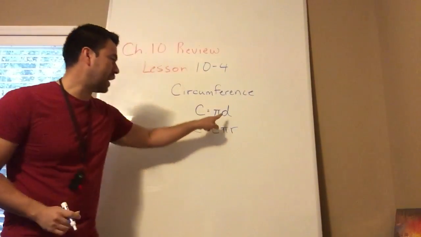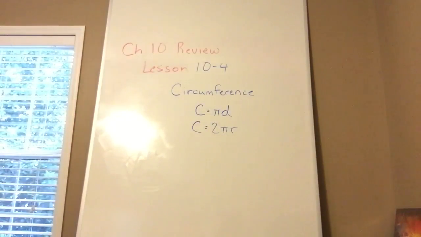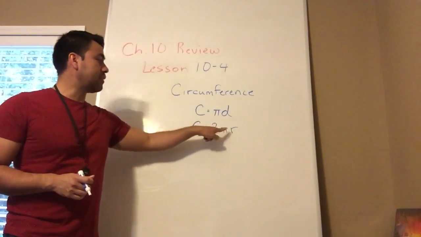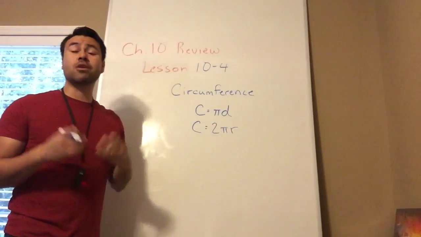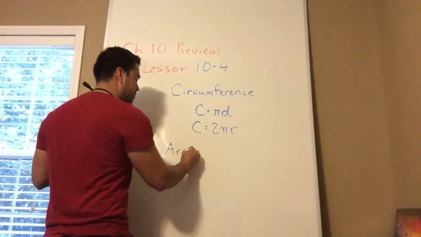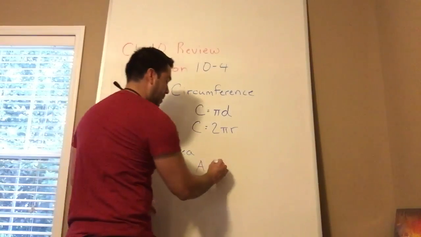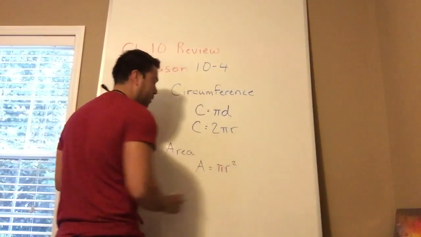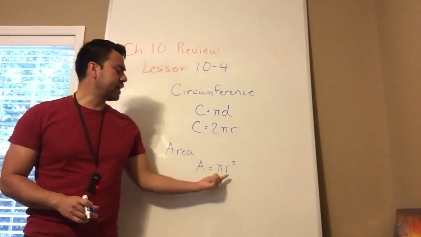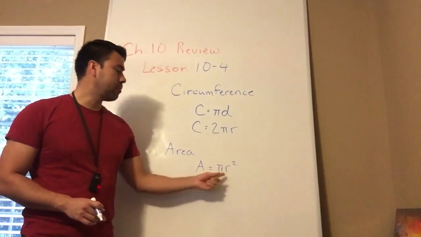If they gave you the diameter, you could use the first formula. If they gave you the radius, you could use the second formula, but they're both the same thing, and I hope you remember how that works. And then the area of a circle is going to be pi r squared. And a question I've been getting, if you're trying to find the full area of a circle, pi r squared.